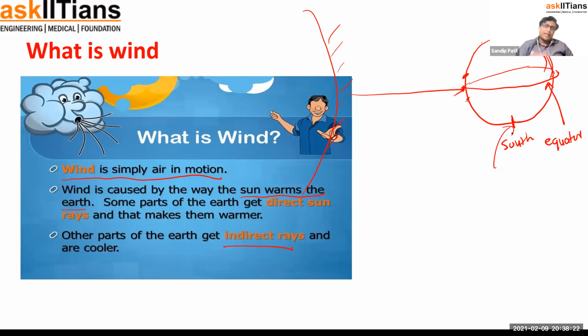Okay, so obviously different places have different temperatures, and because of some heating effect, wind will get generated. How, that we will see ahead, right? Okay. So this is about the wind.